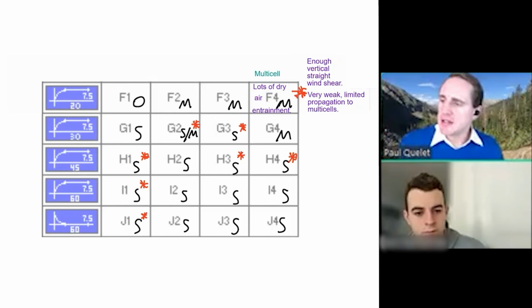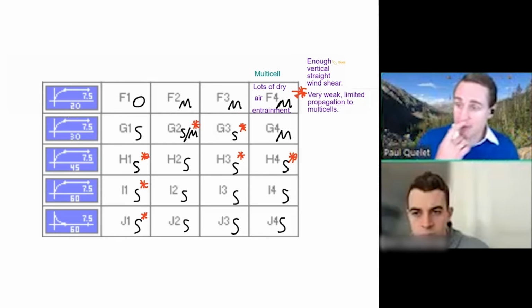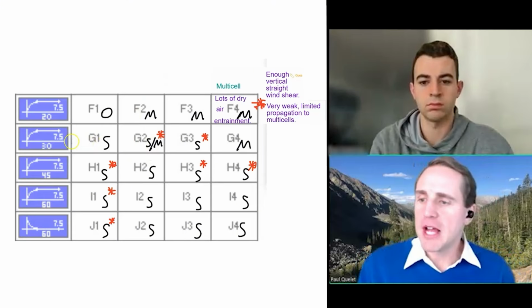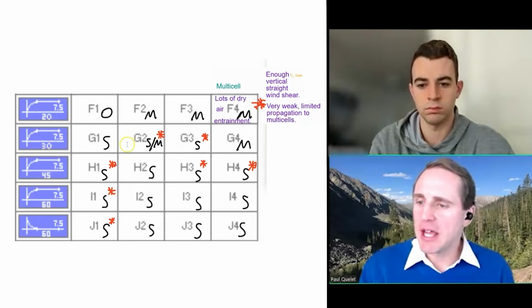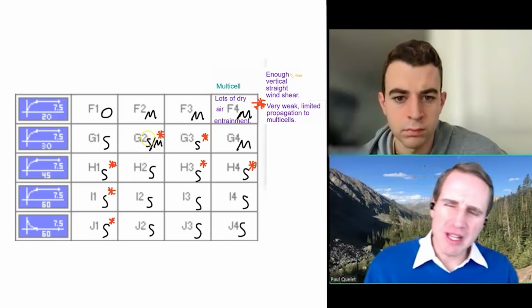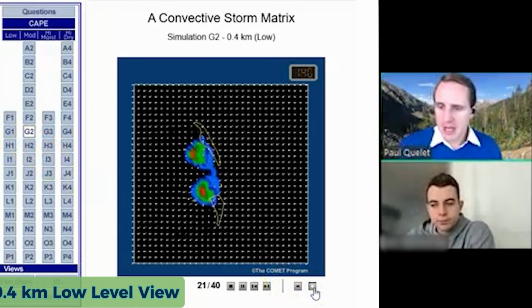Let's look at the G's. This one's moderate CAPE with a rotation at the low end, straight hodograph to 7.5 kilometers, 30 meters per second of wind shear. So that's why I see here, it looks like you're getting supercells, and then G2 could be like supercell, multicell. I'm going to suggest this one's hard to say. So let's have a look here.